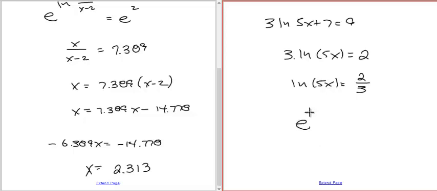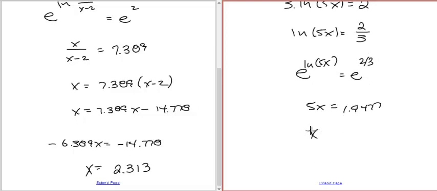And we use the same base for the exponential as the logarithm. So we can use the inverse properties of exponentials and logarithms. So you get 5x is equal to e to the 3/2 power, which is 1.9477. And divide both sides by 5, and you get 0.3895. So that's the last one.